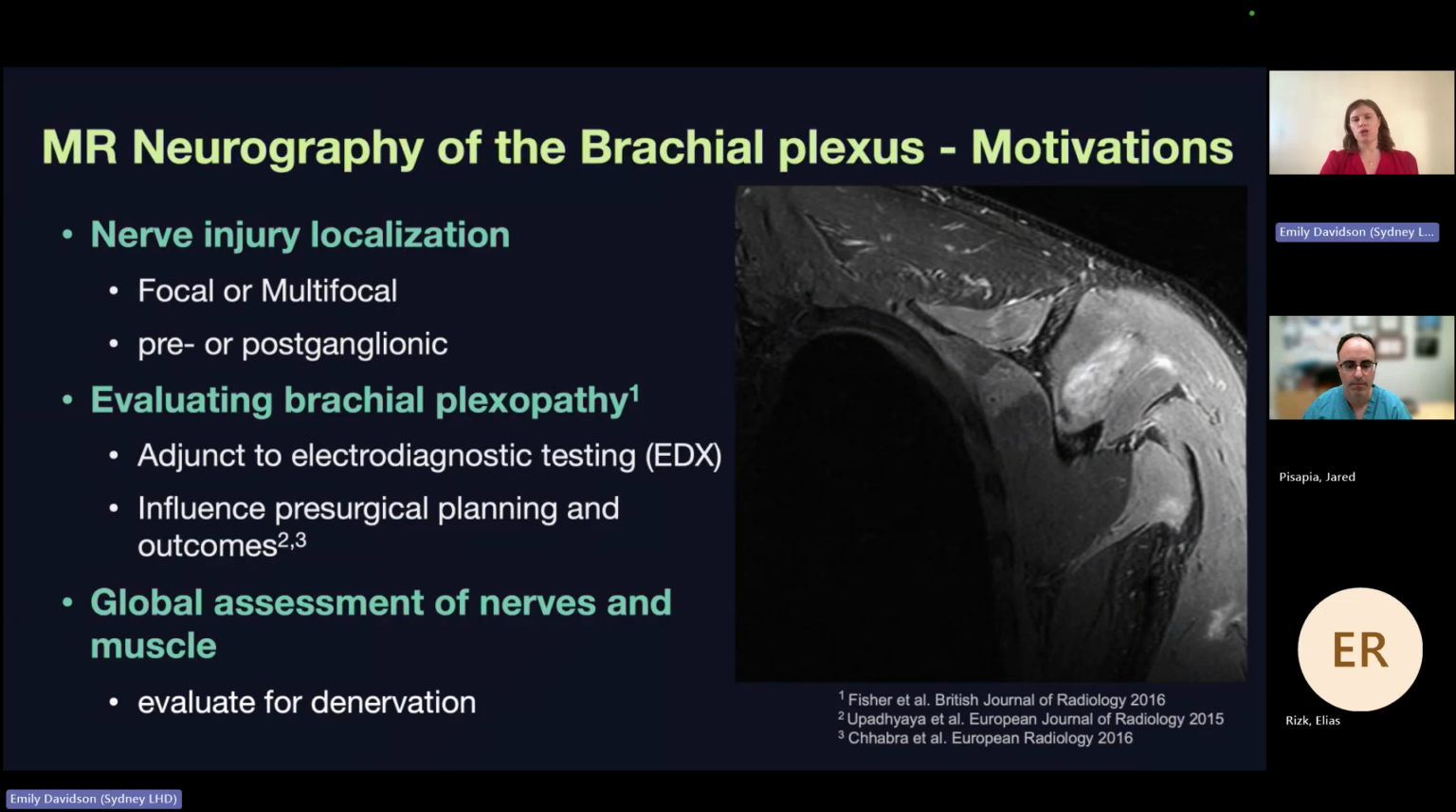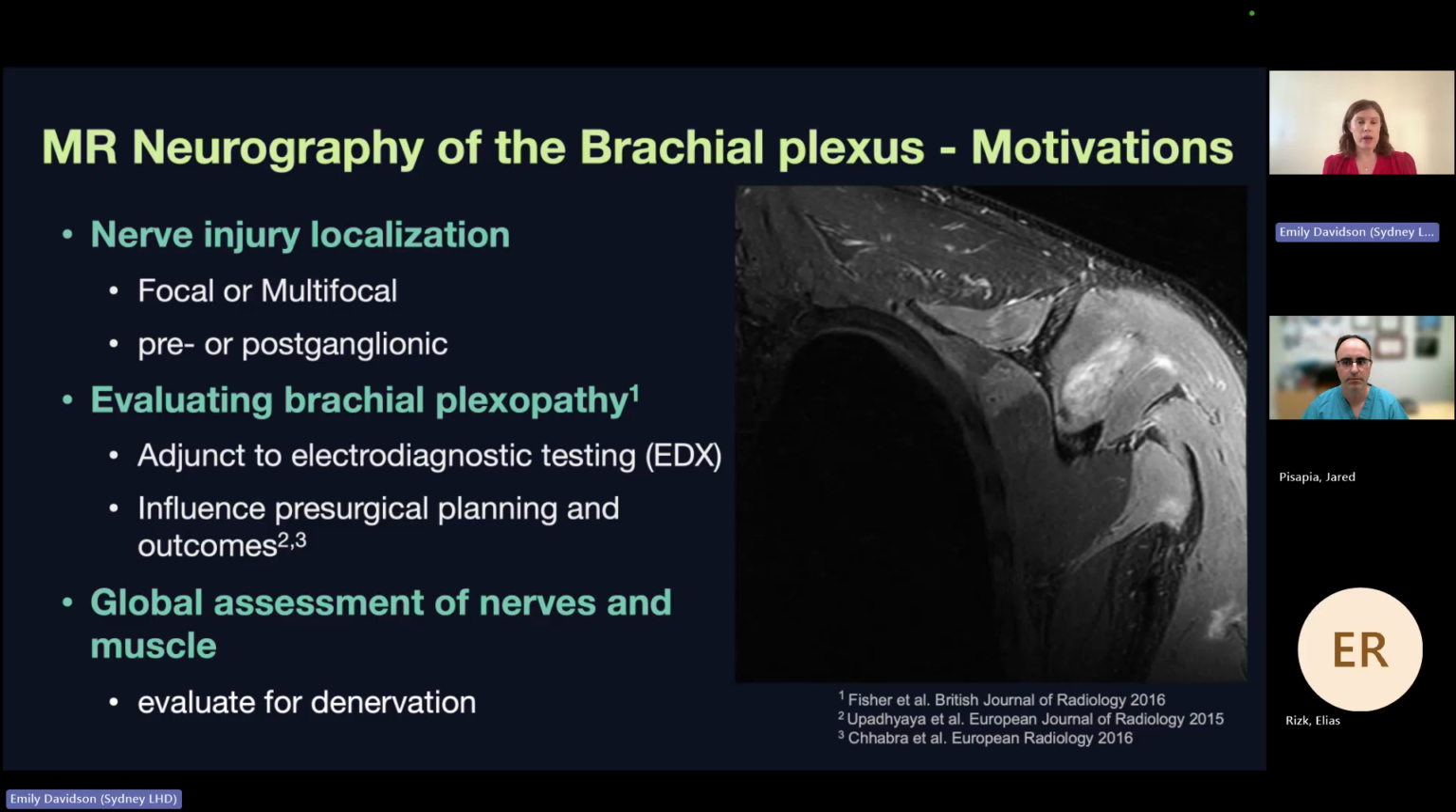So why do we want to do MR neurography? MR neurography is the same as MRI. It's just that we use the term neurography to encompass the sequences and the techniques that we do to maximize our nerve imaging. So we're essentially using the same techniques, but it's just a different name. And the reason why we might want to do MR neurography is so that we can localize a particular nerve injury. And this could be a focal injury or multifocal.